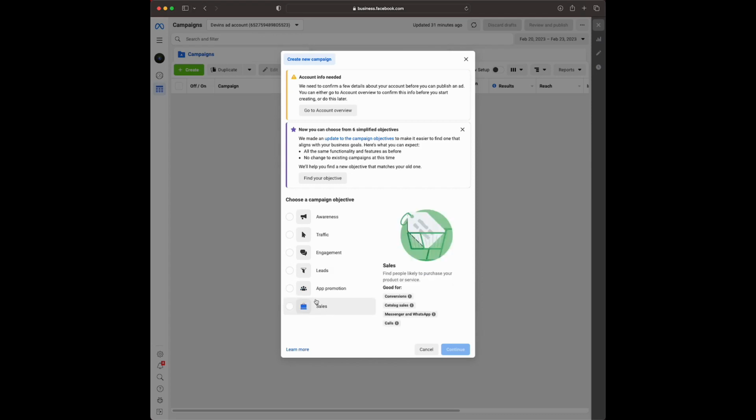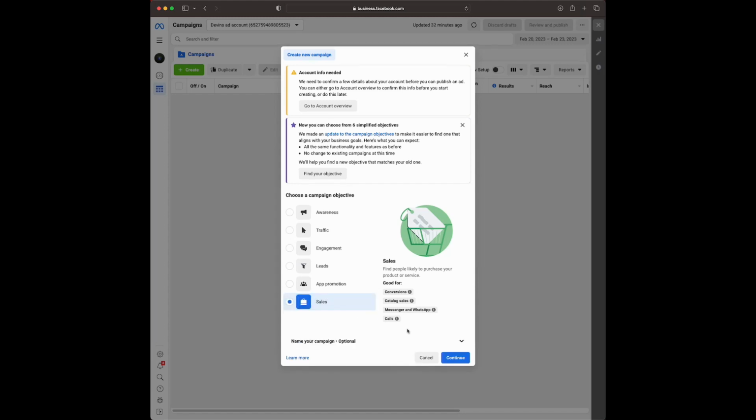So these are all different objectives that are used to get a different result. Always keep that in mind when you are creating your campaigns. So we're going to select sales and we're going to select continue.